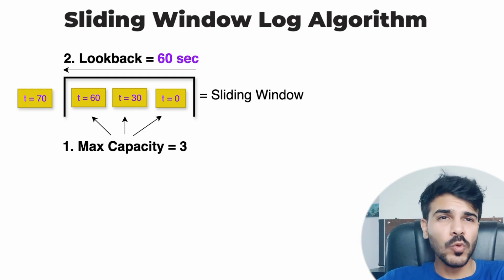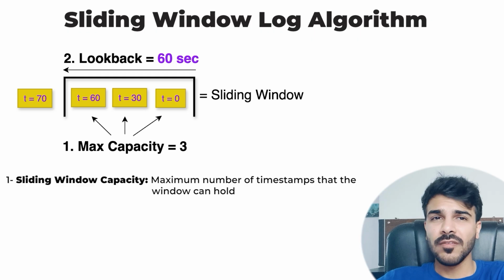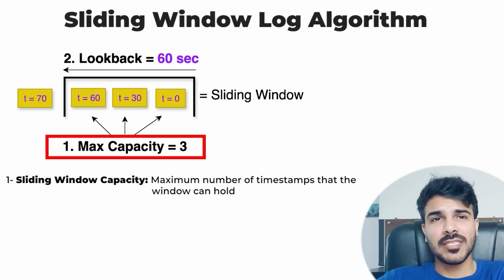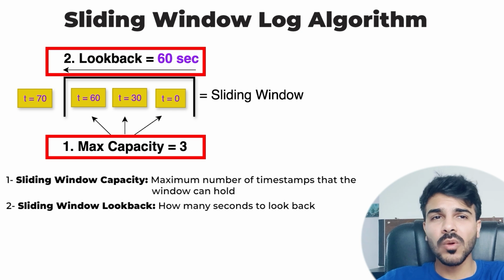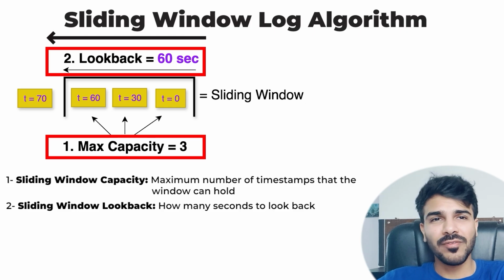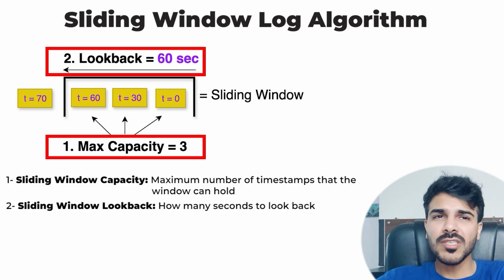Now let's understand this algorithm with the help of an example. Firstly, we have just 2 main things in this algorithm. The first is sliding window capacity. It's pretty intuitive. This tells the maximum number of requests that are allowed in the window, similar to our maximum limit, you might recall, in our fixed window algorithm. The second would be the sliding window look back. Now, what is this? This is nothing but how many seconds our window should look back from the current timestamp. Or in other words, it is the size of the window.